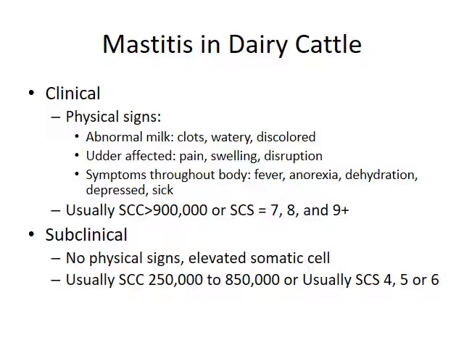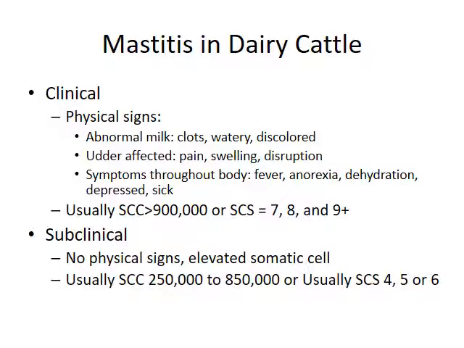We see pain, swelling, disruption of the tissues in some way, shape, or form, causing the cow discomfort. Symptoms throughout the body: fever, anorexia, dehydration. She's depressed. She outwardly appears sick. All these are manifestations of the clinical mastitis cases. Usually, and these are not hard and fast rules or perfect rules, but usually we're looking at somatic cell greater than 900,000 or a somatic cell score of 7, 8, or 9 plus.